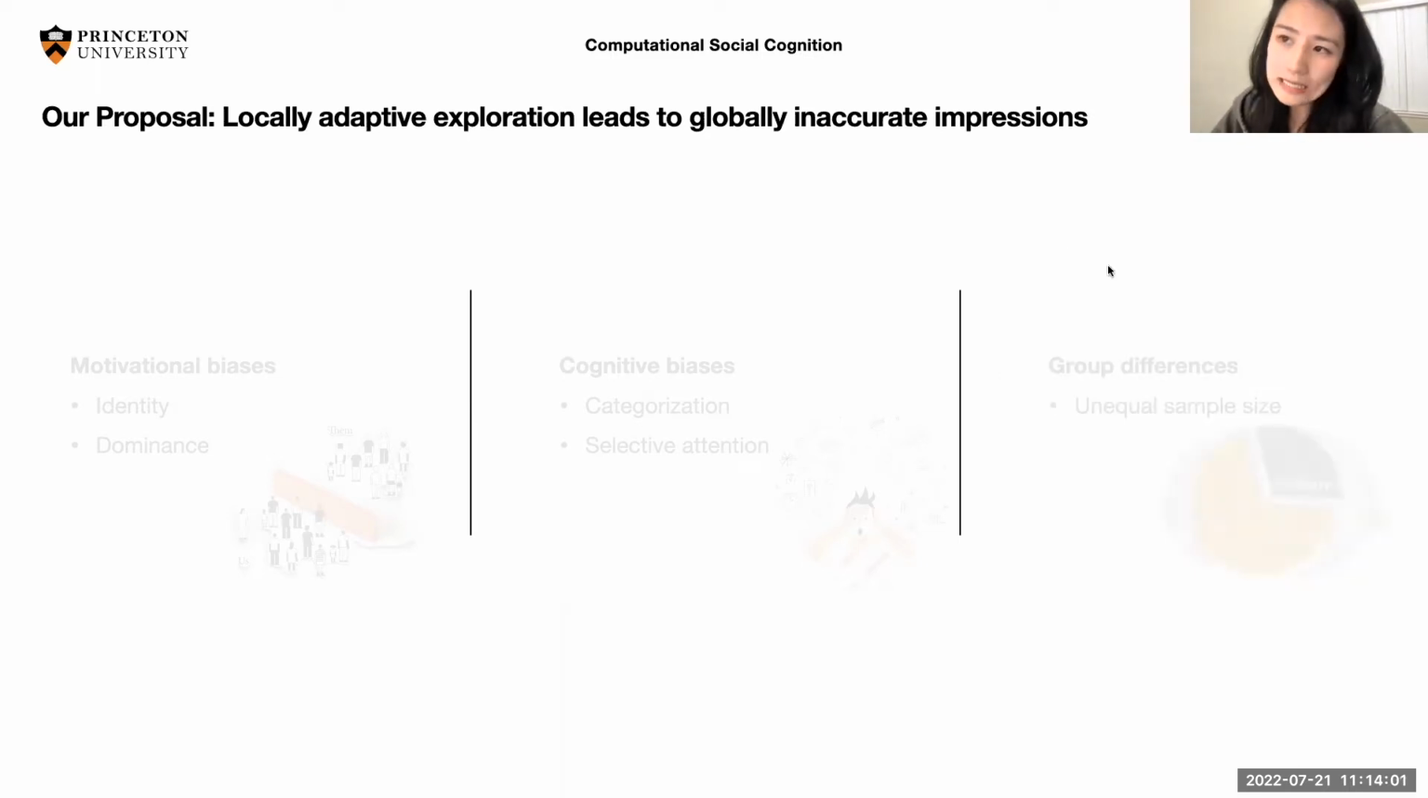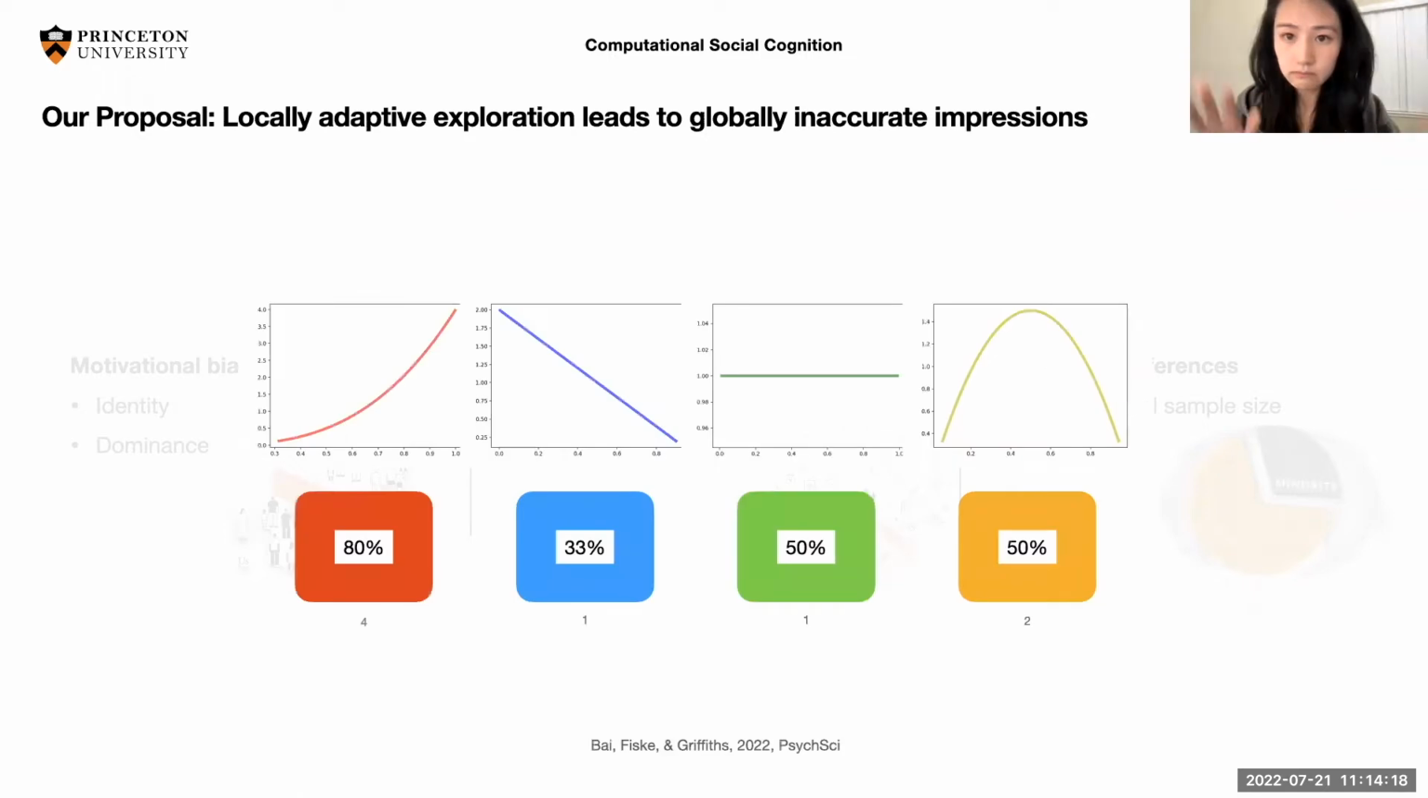And third, we don't need this unequal sample size assumption either. In our game, we have 4 groups. Each of them is equal in size, 100 participants in each group. So we have a perfect, balanced and diverse sample. It doesn't matter. We still got this differentiated, biased perception that red is the most trustworthy group.